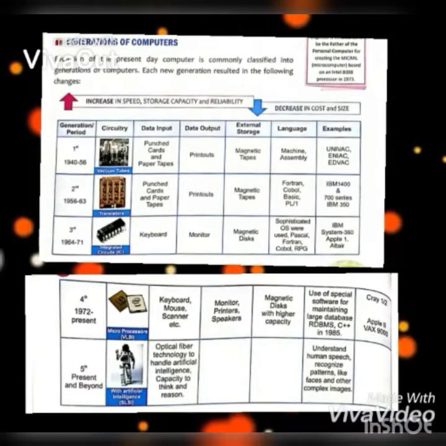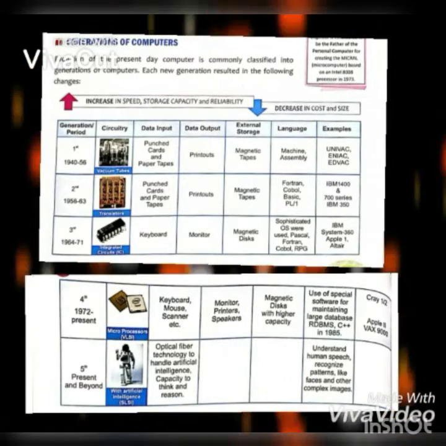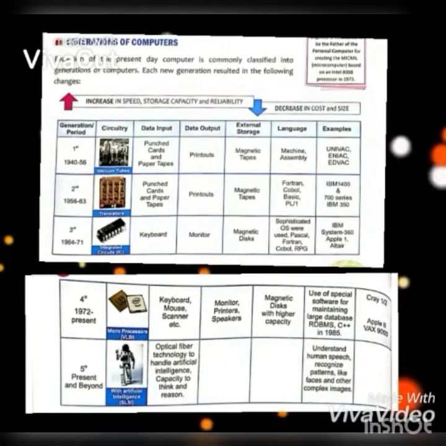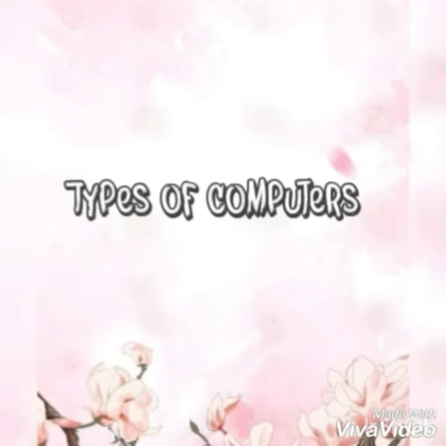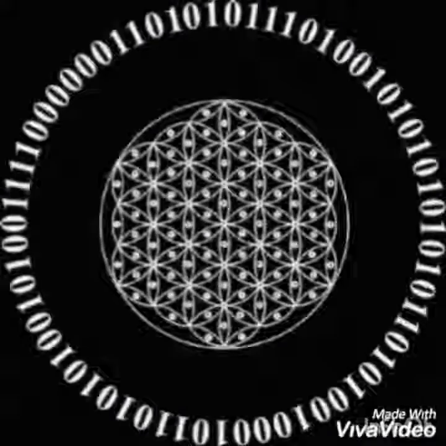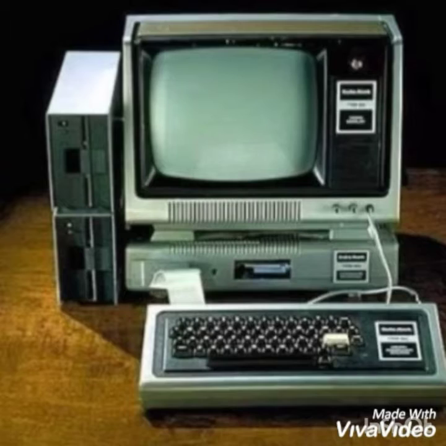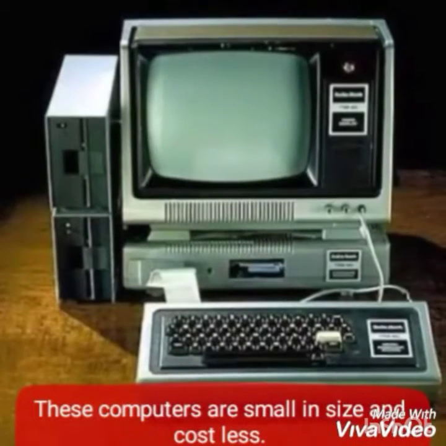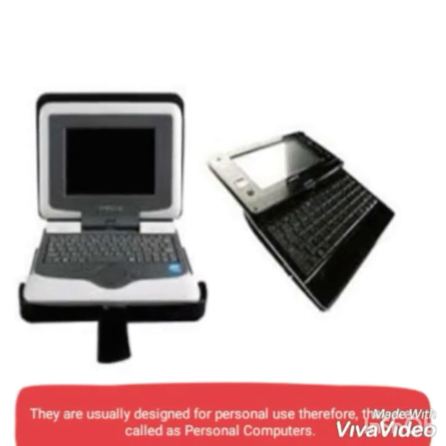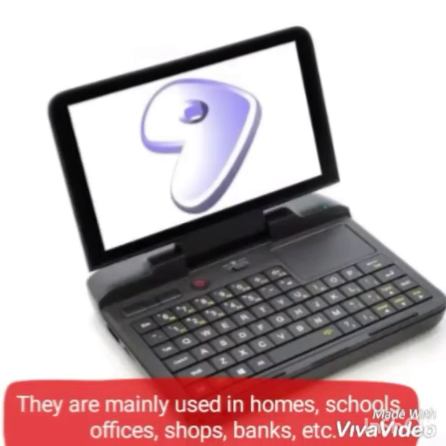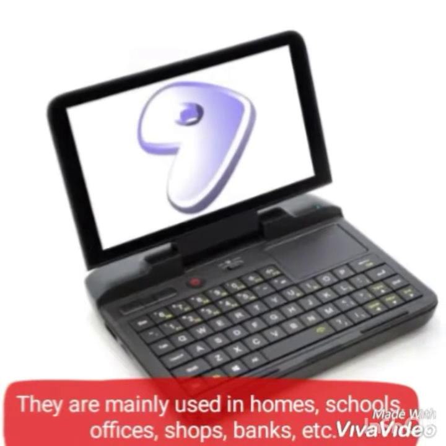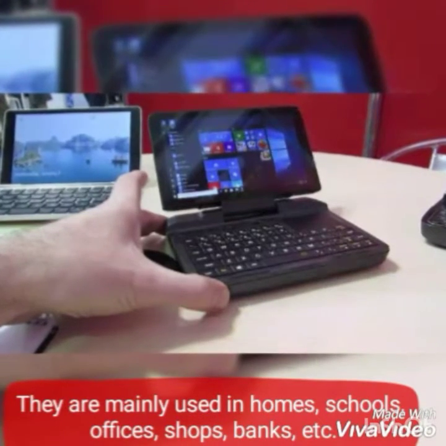So, children, now I would like to put some light on the topic types of computers. Children, there are different types of computers with respect to size, speed, storage capacity, and cost. So, first computer is microcomputers. These computers are small in size and cost less. They are usually designed for personal use, therefore, they are called personal computers. They are mainly used in homes, schools, offices, shops, banks, etc.